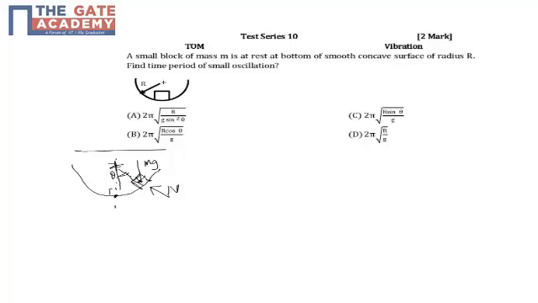Now if I resolve, there are two directions here: this is my tangential and this is my normal direction. Along the normal direction, the component is mg cos theta, which gets balanced by normal reaction N. Along the tangential direction, the component is mg sin theta, which produces an unbalanced force, the restoring force, and that tries to bring the block back to its equilibrium position.